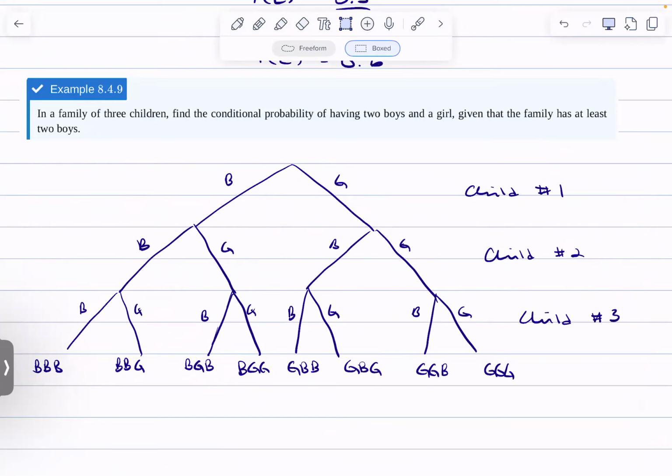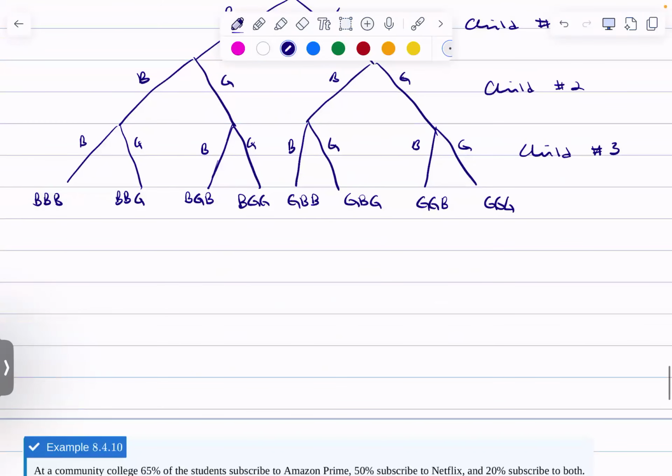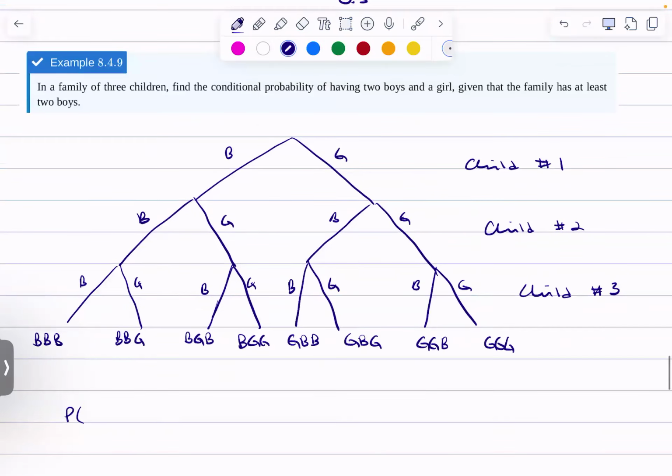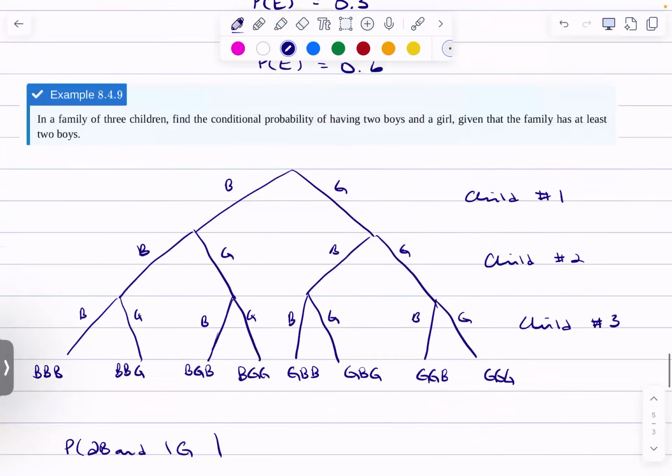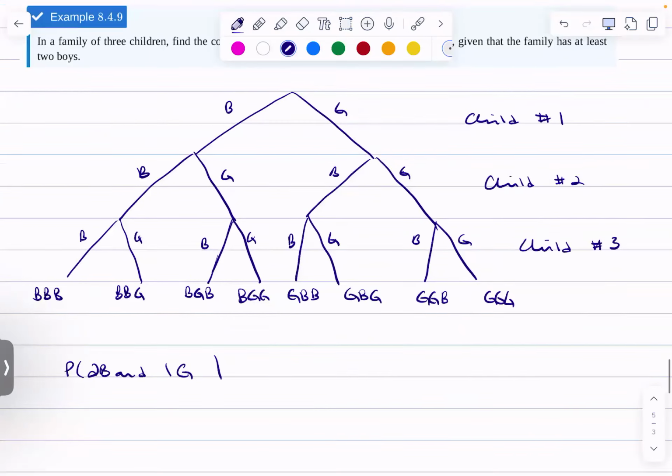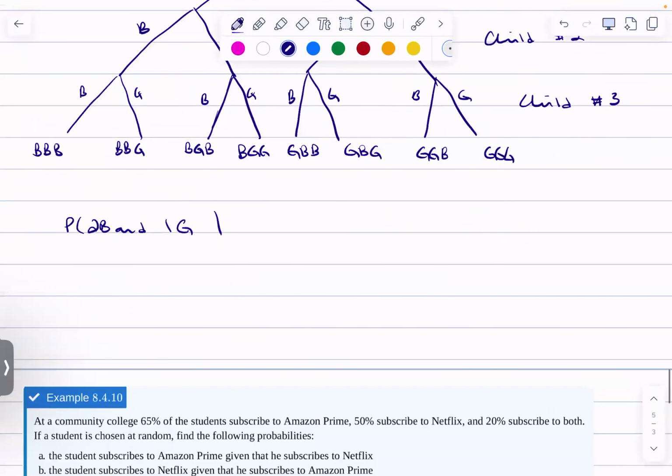We want to find the probability of having 2 boys and a girl, given that the family has at least 2 boys. And so, to translate what we want into an equation, and maybe I'll do it down here, the probability of 2b and 1g, given that the family has at least 2 boys.